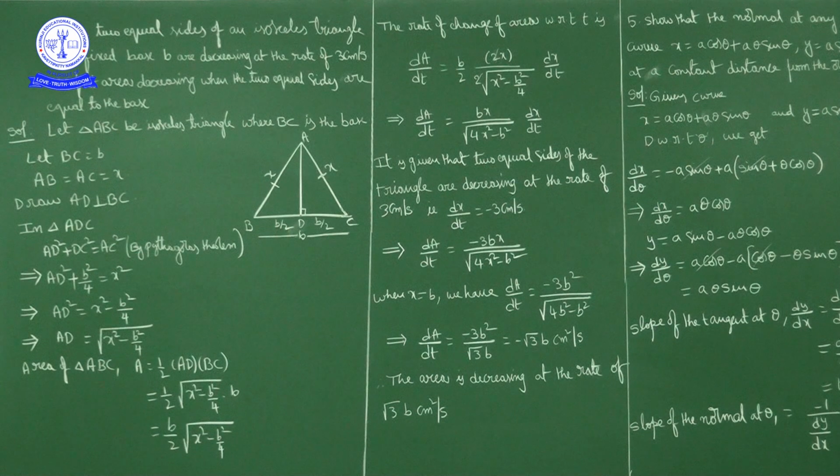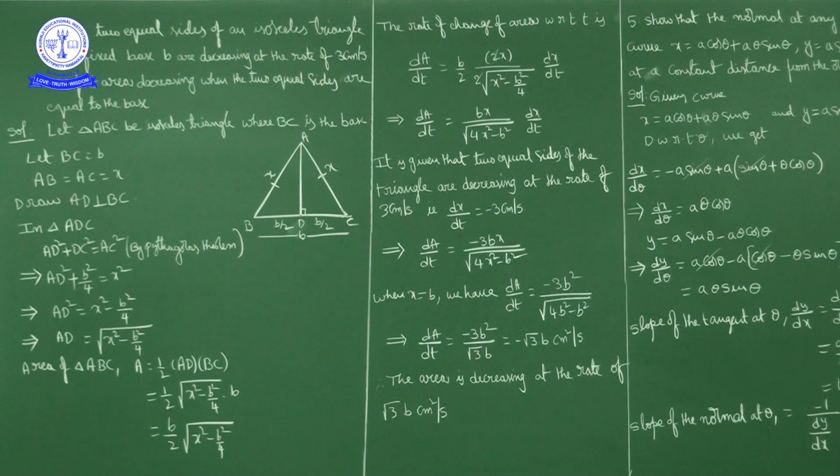Here the question is, two equal sides of an isosceles triangle with fixed base b. Now suppose triangle ABC is an isosceles triangle. Base BC is of fixed length b. The two equal sides AB and AC are of length x units.